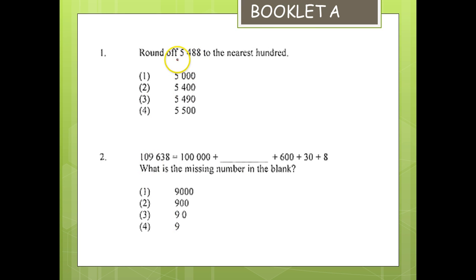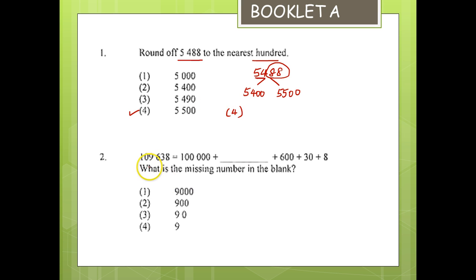Round off 5,488 to the nearest hundred. So 5,488, when we round off to the nearest hundred, is either 5,400 or 5,500. So we know that 88 is nearer to 5,500. So the answer is option number 4, 5,500.